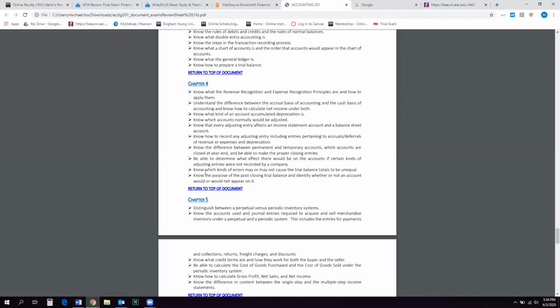And then know the purpose of the post-closing trial balance and identify whether or not an account would or would not appear on it. So remember, the post-closing trial balance just shows our permanent accounts, assets, liabilities, equities, and doesn't show our temporary accounts, revenue, expenses, dividends, or income summary.